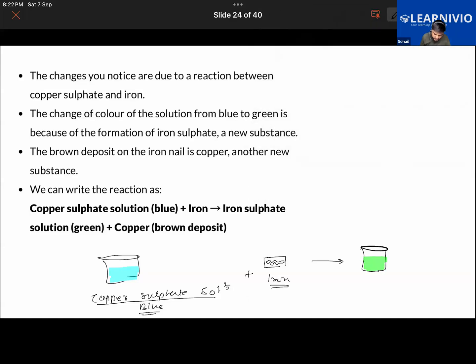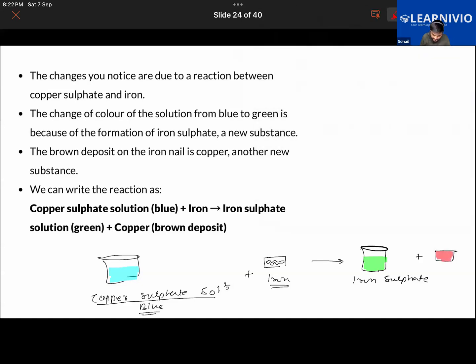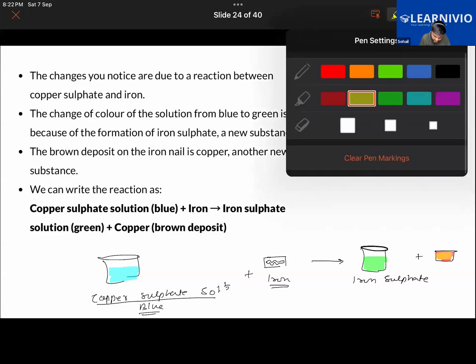So why greenish? Because iron reacted with the copper sulfate to form iron sulfate now. Earlier it was copper sulfate. Iron replaced the copper and formed iron sulfate here. So copper will be depositing over that iron now. So that iron would be brownish in color, a little bit brownish in color like this.